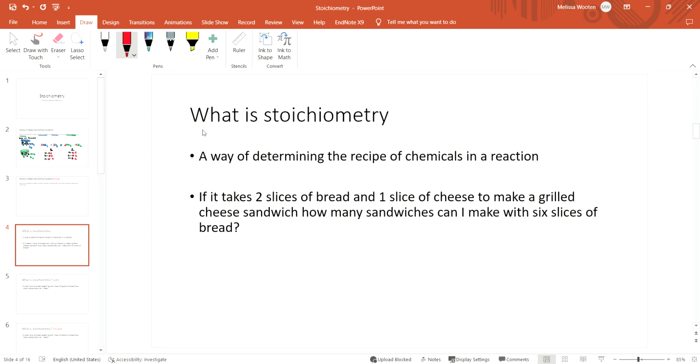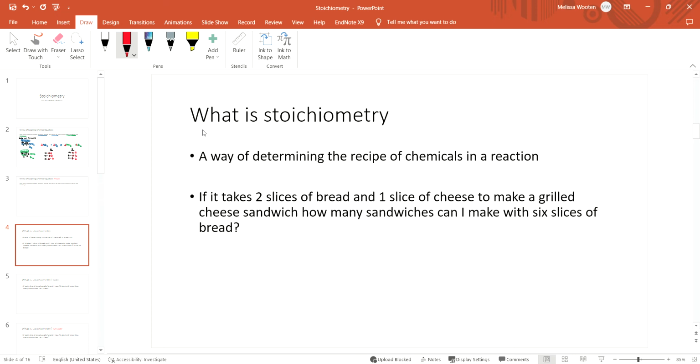So on to what is stoichiometry. Stoichiometry is a way of determining the recipe of chemicals in a reaction. So if it takes 2 slices of bread and 1 slice of cheese to make a grilled cheese sandwich, how many sandwiches can I make with 6 slices of bread? Okay.